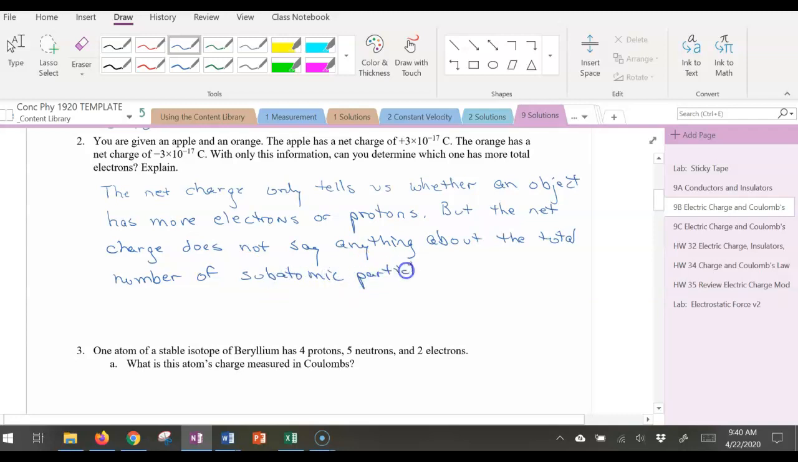So, I don't really know whether an apple has more or less atoms than an orange. All I know is that this particular apple must have lost some of its electrons, so it now has a positive charge. Currently it has more protons than electrons, but I don't know how many it has of either of them. And I know the orange at some point must have gained some excess electrons because it currently has a net negative charge. But that doesn't tell me anything about the total number of atoms or protons or electrons that it has.